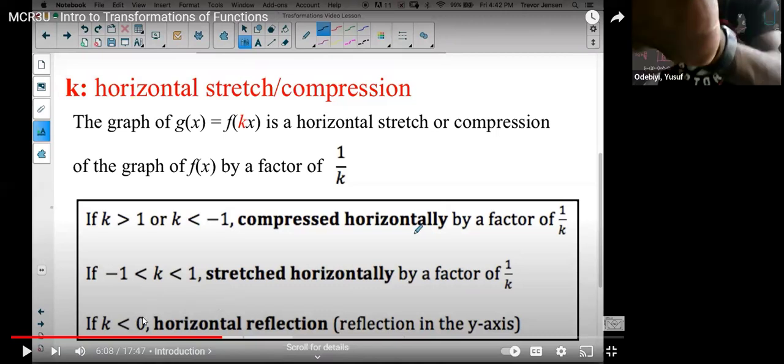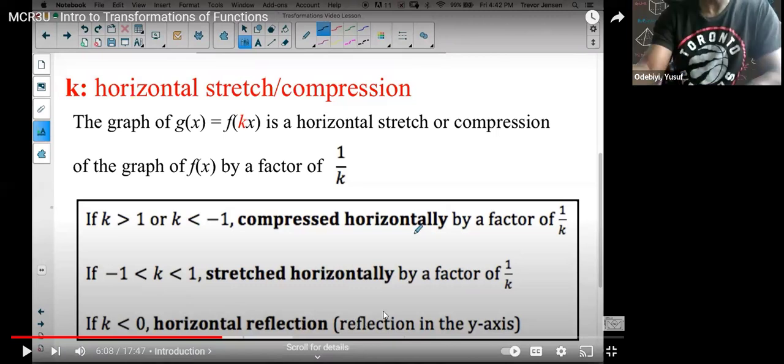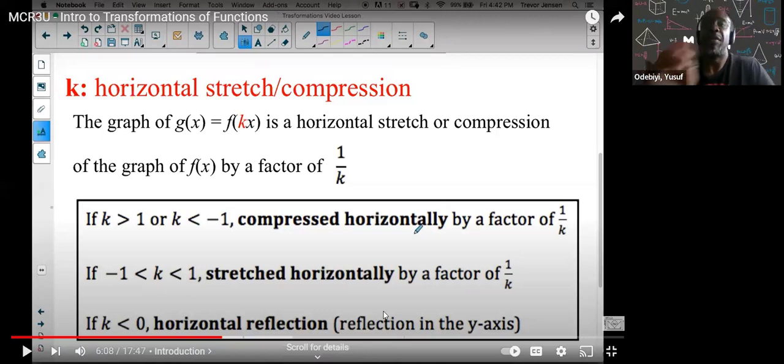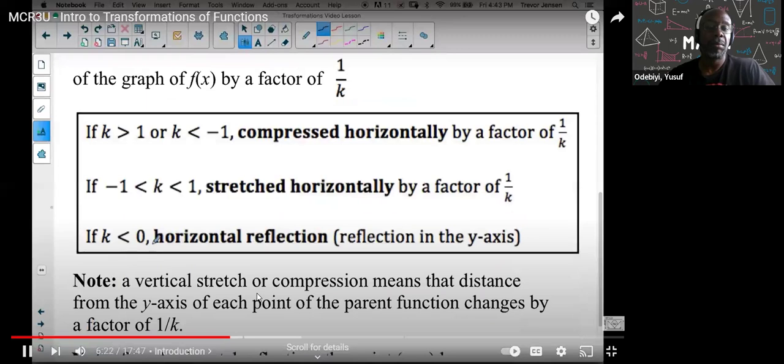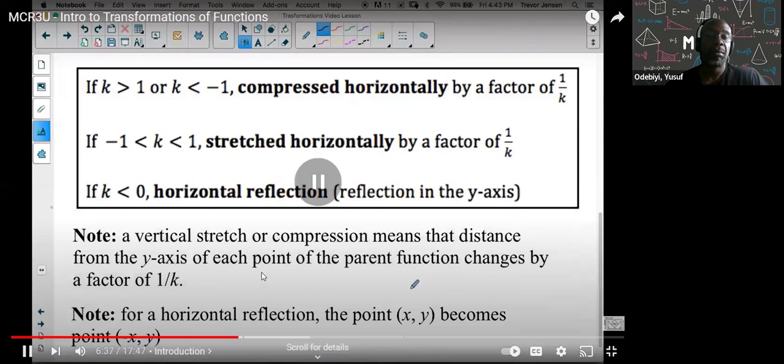And then obviously, if K is a negative, then it reflects around the Y axis, by 1 over the K value. If it's between -1 and 1, it's going to cause a horizontal stretch by 1 over K. And if it's less than 0, so if it's a negative value, it's going to cause a horizontal reflection. When we're talking about horizontal stretches and compressions, we're talking about the points of the parent function changing their distance by a factor of 1 over K in relation to the y-axis, so moving horizontally in relation to the y-axis. And a horizontal reflection.